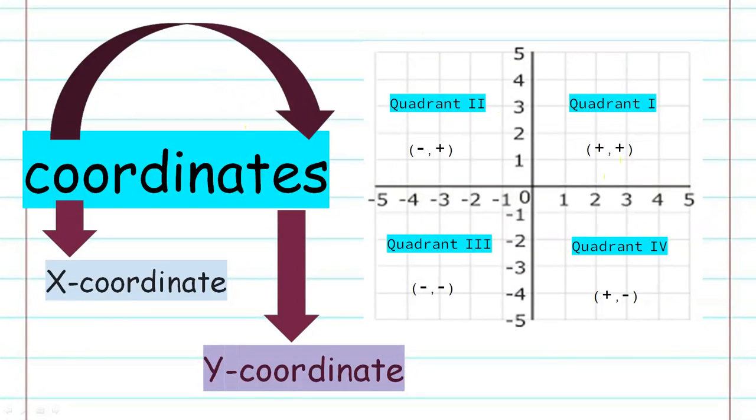But remember one thing in your mind: if I am talking about quadrant 1, both will be plus, plus numbers. In quadrant 2, the x coordinate will be negative while the y coordinate will be positive. In the third quadrant, both numbers will be negative, negative. In the fourth quadrant, it will be plus, minus.